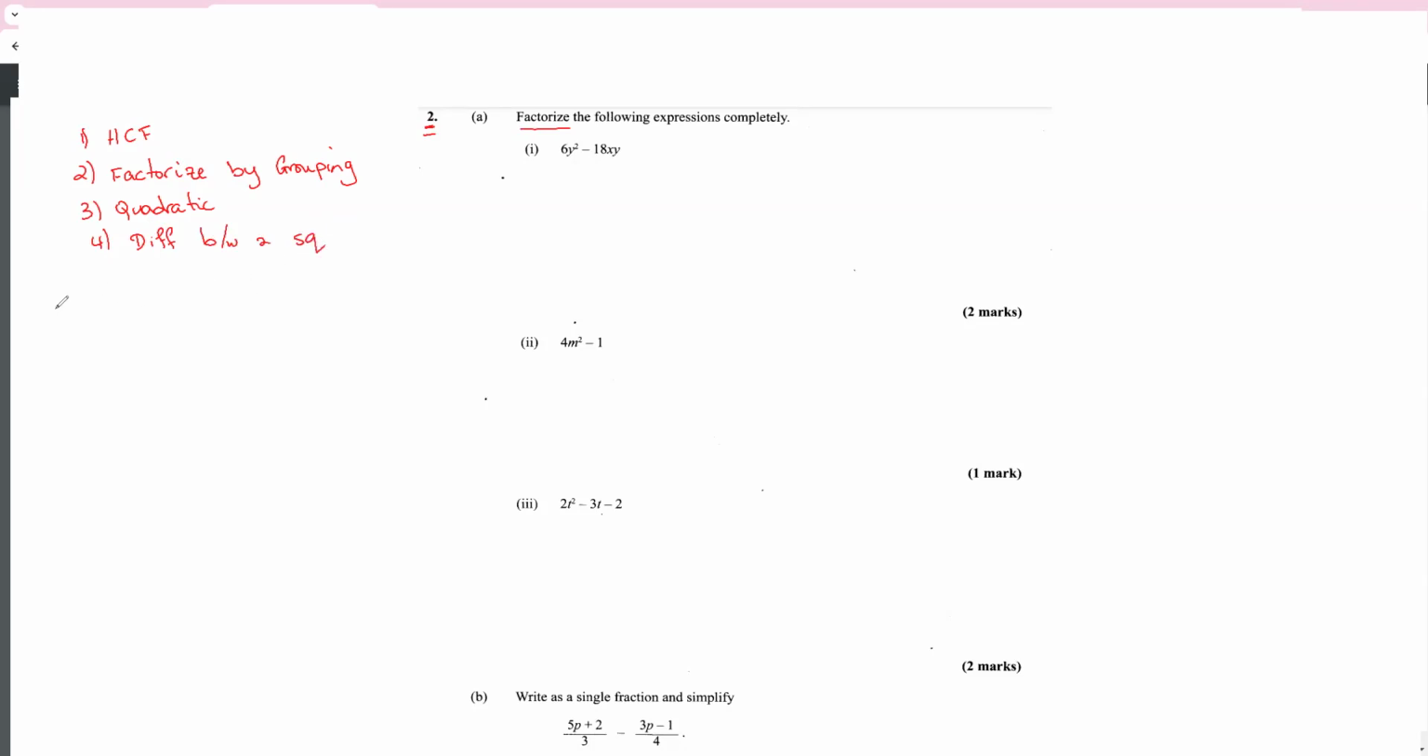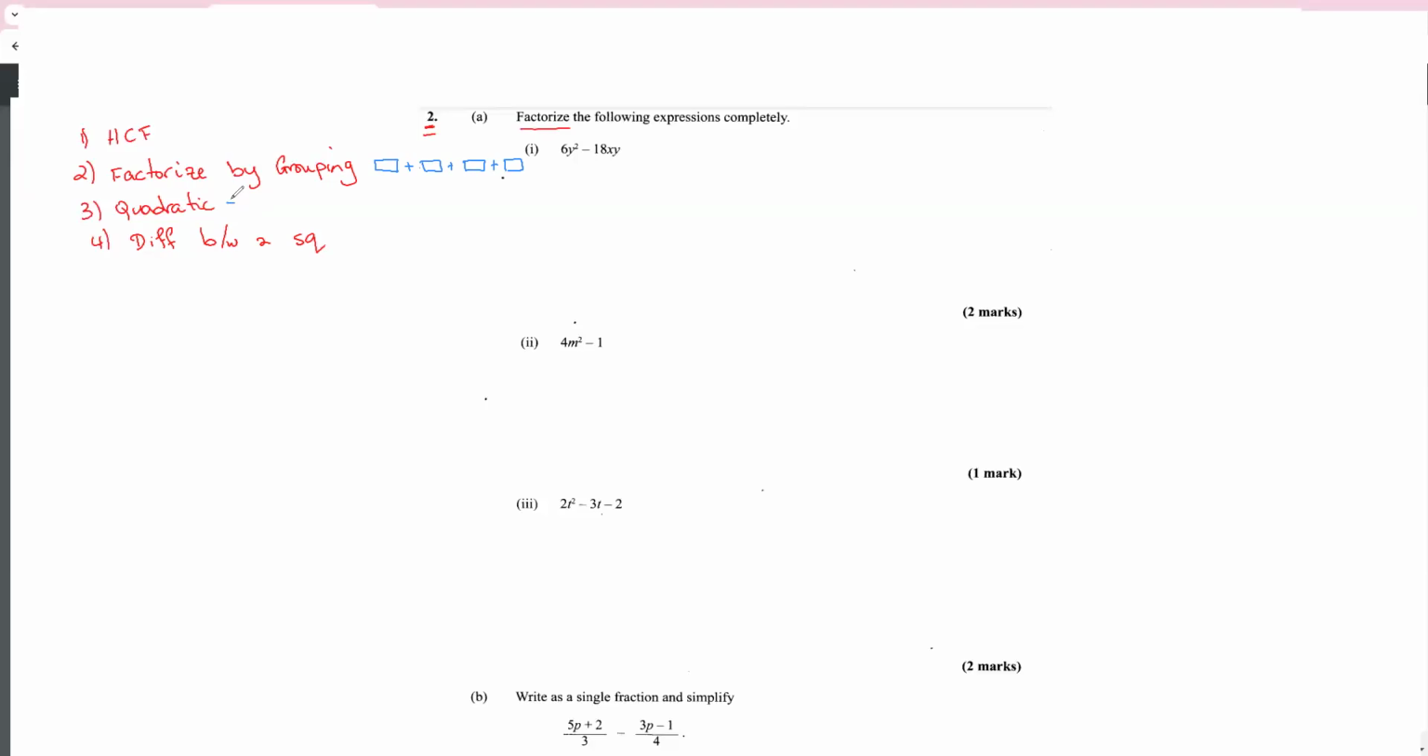Now, you have to be able to know how to interpret which is which. Now, factorizing by grouping, you know it's factorizing by grouping if you have four terms, right? So once you have four terms, all separated by either an addition or subtraction, you know you have to factorize by grouping.